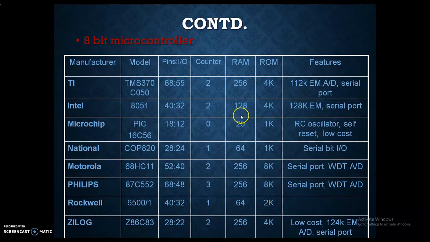And the specialty of this 8-bit microcontroller is 128 bytes of RAM and 4 kilobytes of ROM, and the serial ports. So there are some other examples also. You can see these are the different kinds of 8-bit microcontrollers.